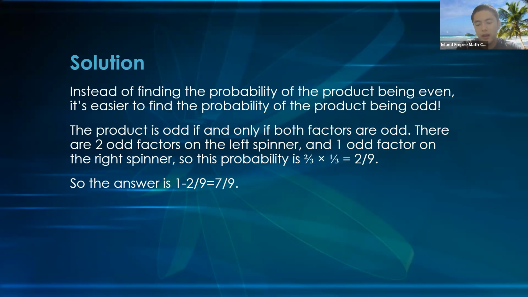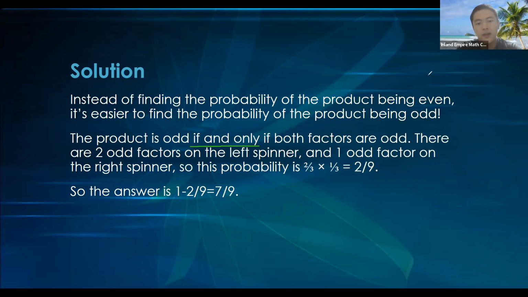And as a quick mathematical tangent, this phrase is going to appear often in your mathematical career. If and only if is a two-way statement. Basically what it's saying is the product is odd if both factors are odd. Also, if the product is odd, then both factors are odd. So basically the statement works both ways. Here, let me type it into a text box.